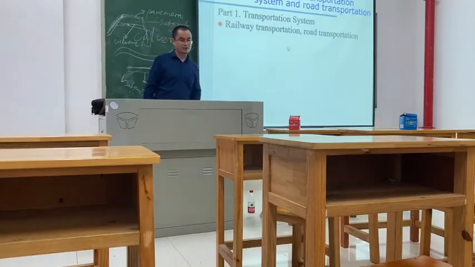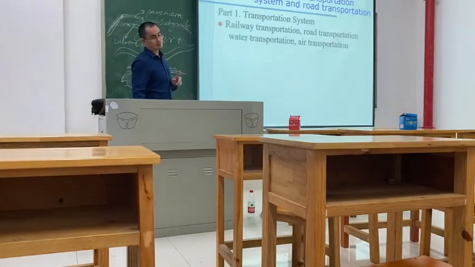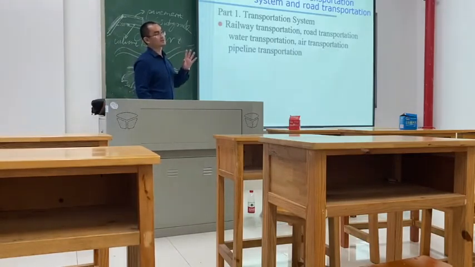Section 2, Traffic and Transportation Systems and Road Transportation. Part 1, Transportation System. There are 5 basic kinds: railway transportation, road transportation, water transportation, air transportation, and pipeline transportation. 5 kinds.